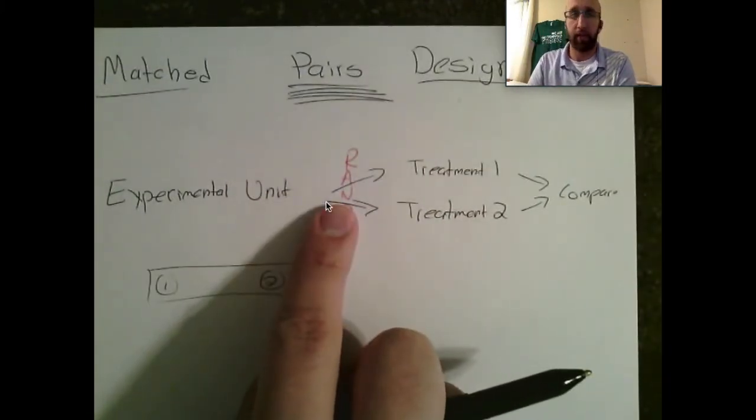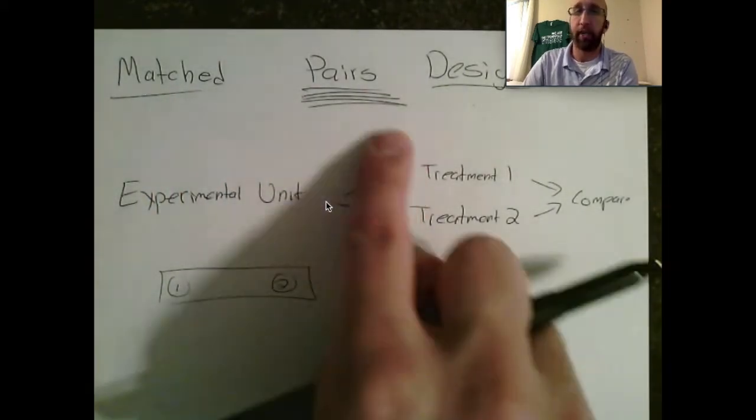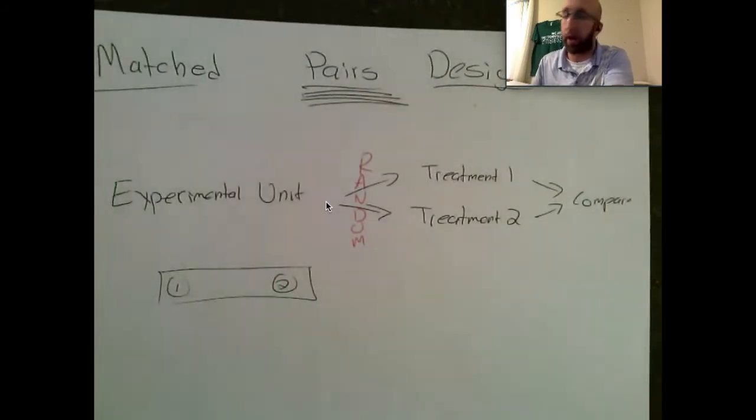You randomly assign there. So for replication, you would hope you have many experimental units. Randomization here, and you would hope for some type of control there as well, blinding, whatever.